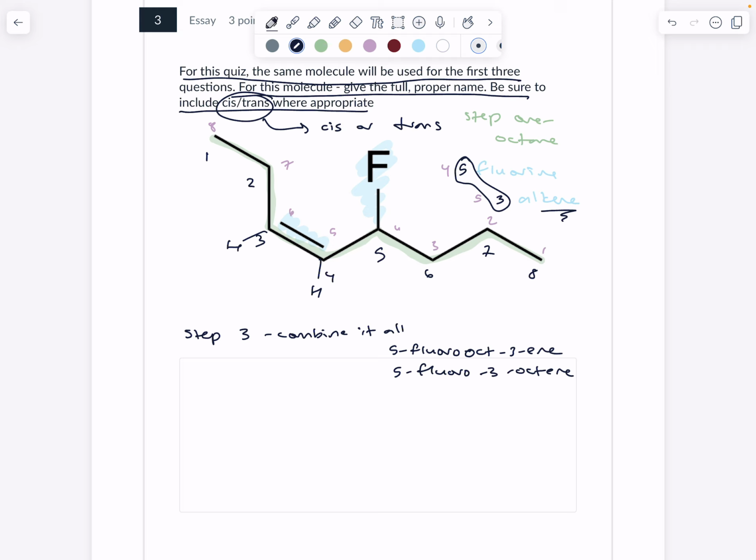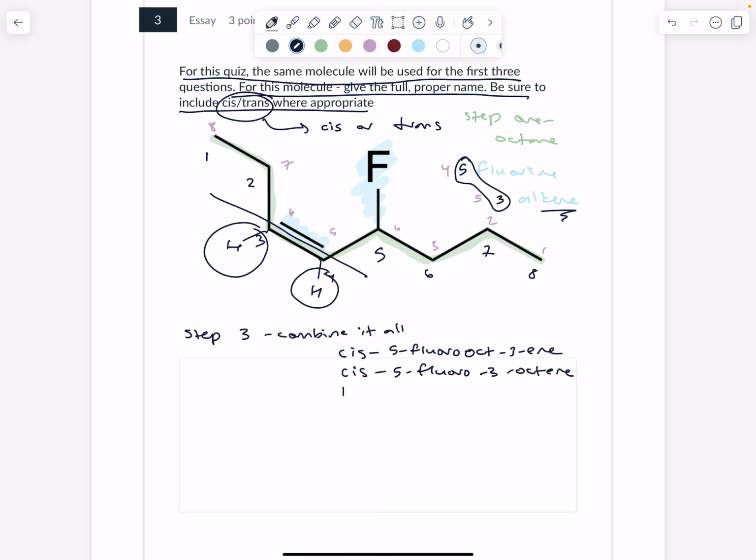So if I draw a line right through the middle here, I put my 2 hydrogens in. The hydrogens are on the same side, so this should be cis, 5-fluoro-3-octene, or cis, 5-fluoro-oct-3-ene. Either of those is correct.